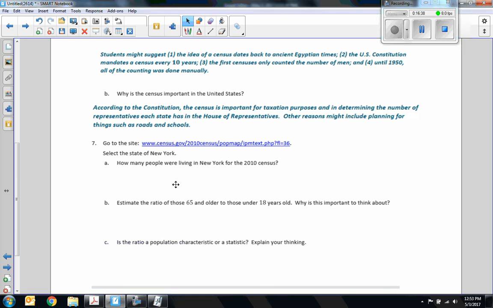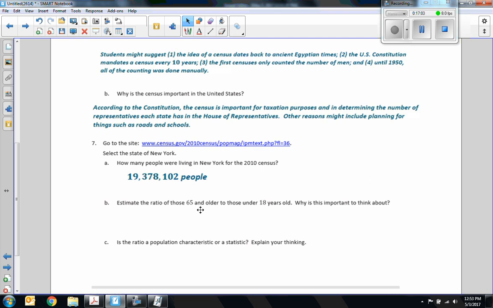Okay, so now it says, go to the site census.gov 2010 census pop map. Select the state of New York. How many people are living in New York from the 2010 census? And the answer is 19,378,102 people in 2010 lived in the state of New York.